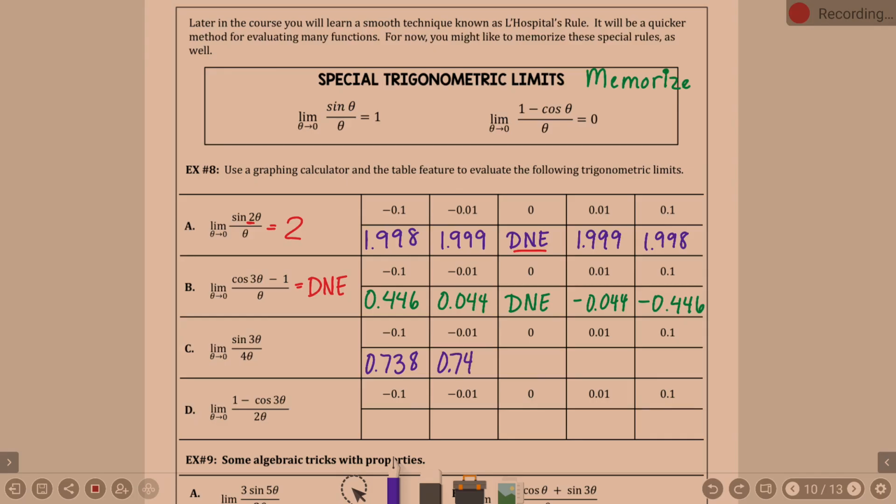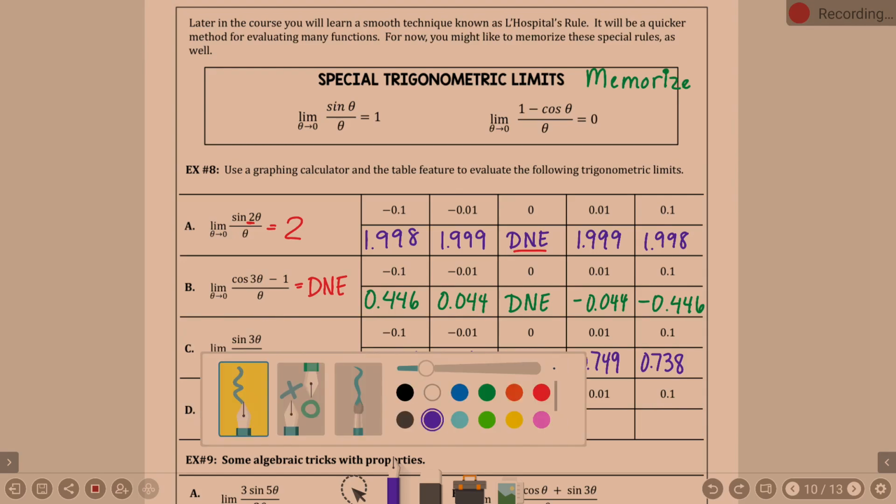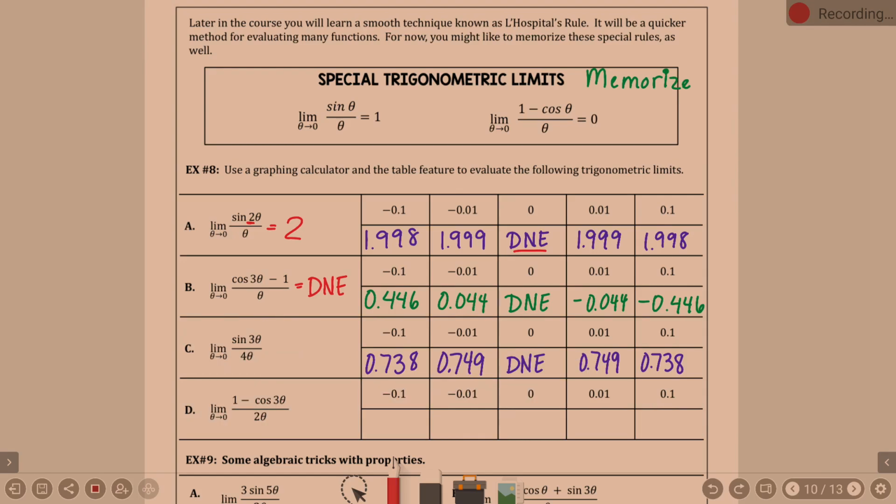0.749. Take a guess. D and E. 0.738. Bang. So, you're seeing something that works here, right? Yes, you see the sine theta over theta. You see the 3/4 there. So yes, 3/4 or 0.750.